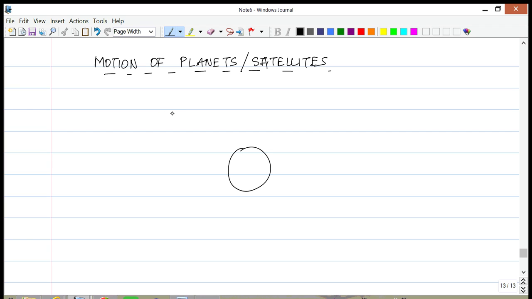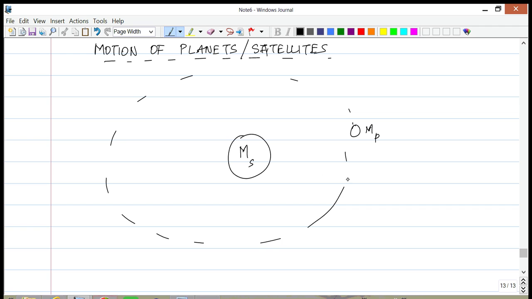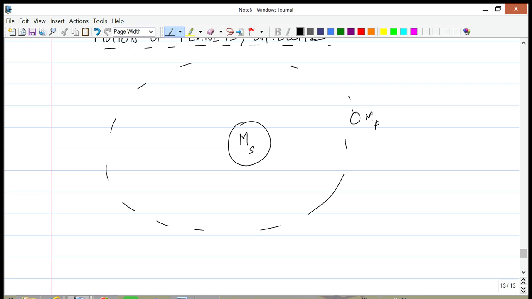So first of all, let us say that we have a star of mass, say m sub s, and we have a planet of mass m sub p that goes around the star in a circular orbit. Now we'll only deal with circular orbits. In reality, the orbits are not circular; they're actually elliptical. But for our purposes, we can start with circular motion and then just see what conclusions we can draw. So let us consider a circular orbit.